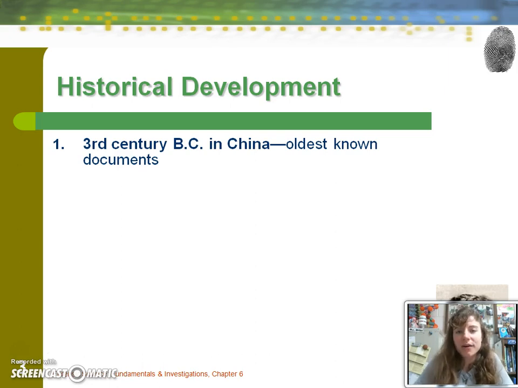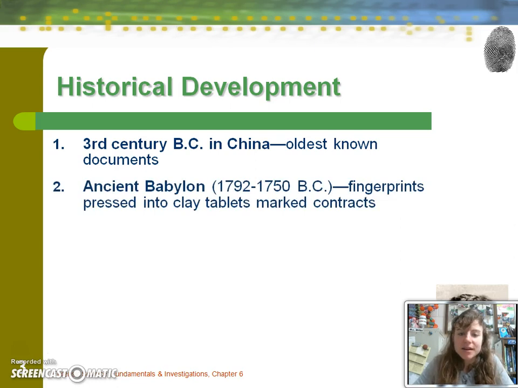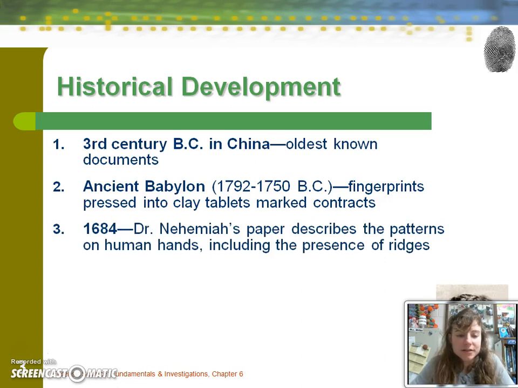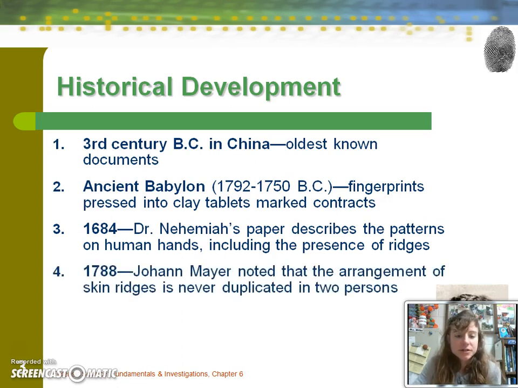So to understand where we are now, we'll look at where the historical development has come from, and it goes back to actually the 3rd century BC in China, with the oldest known documents about fingerprints, and then it also shows back up in ancient Babylon as fingerprints were pressed into clay tablets as contracts. Fast forward to the year 1684, and there was a doctor whose paper describes the pattern on human hands, as well as the word ridges.